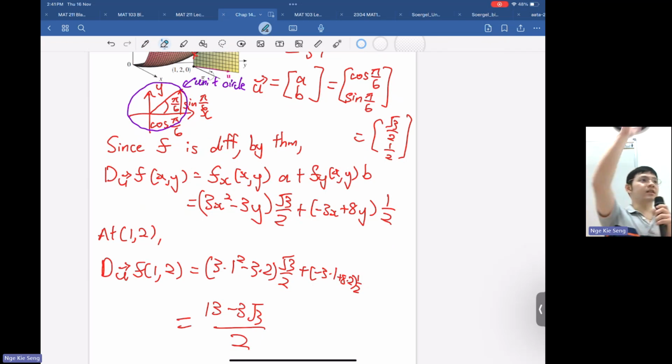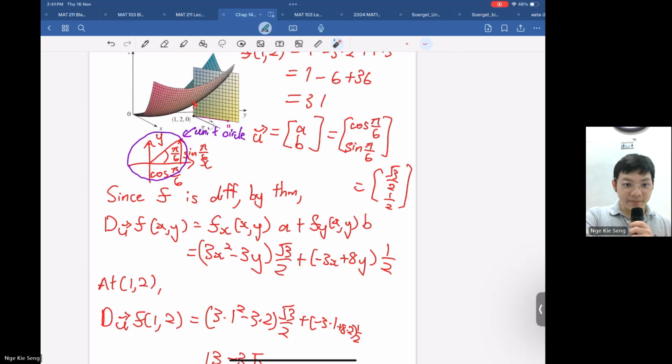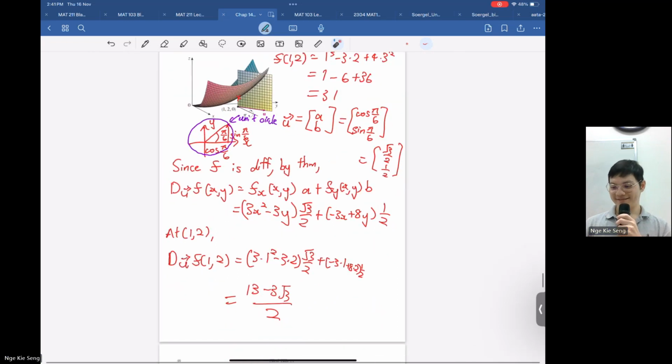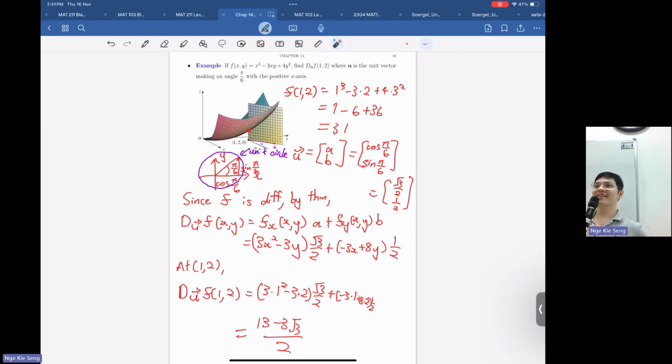Okay. So this is the gradient. The gradient here is 13 minus 3 root 3 over 2. Okay? Okay or not? Happy? Happy? Yeah? Not really. Why? Why not happy?